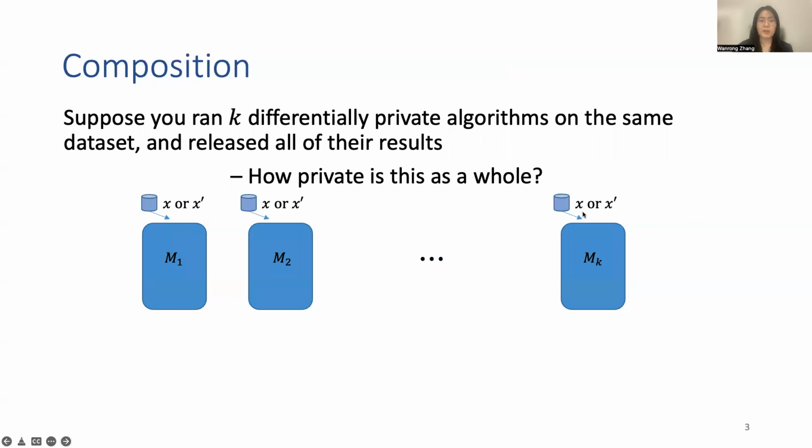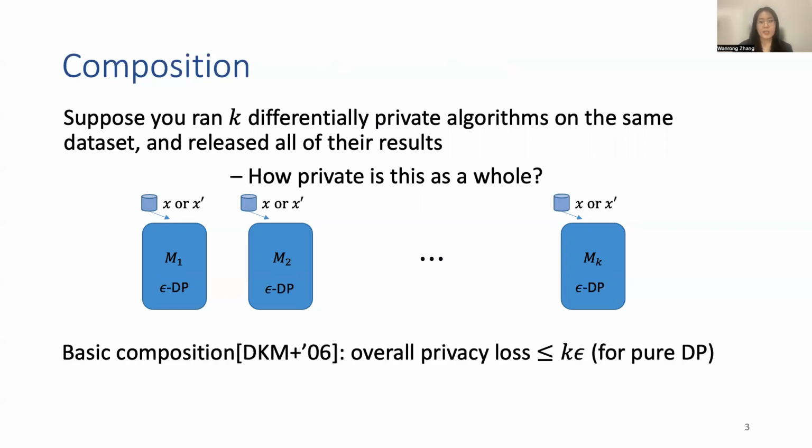And the fundamental property of differential privacy is composition, which is the central feature in today's talk. It studies this problem: suppose you ran k differentially private algorithms on the same dataset and released all of their results. How private is this as a whole? So the basic composition theorem tells us if each algorithm satisfies the pure DP guarantee with privacy loss parameter epsilon, then the overall privacy loss is bounded by k times epsilon.